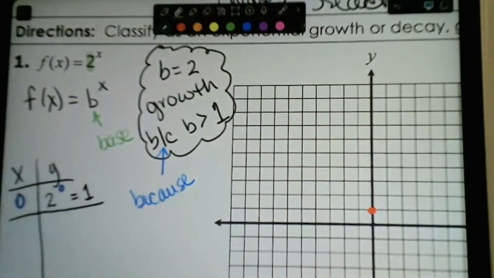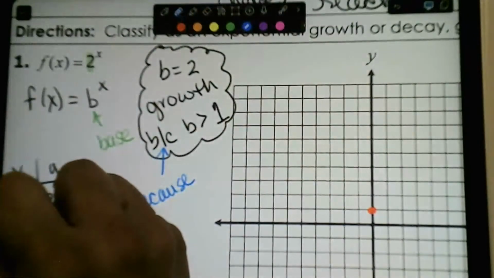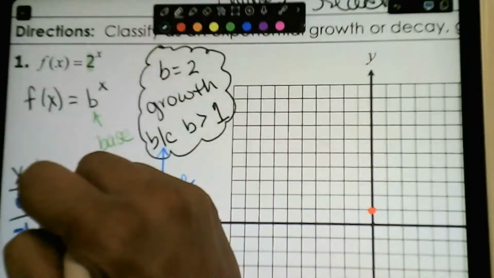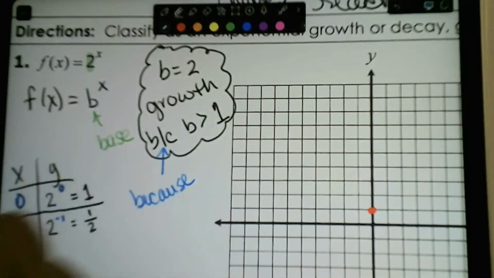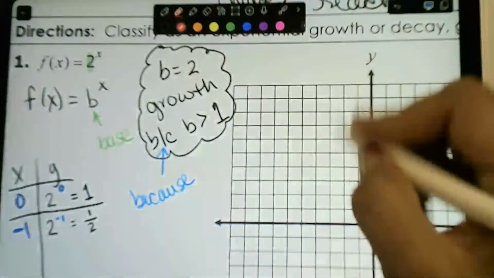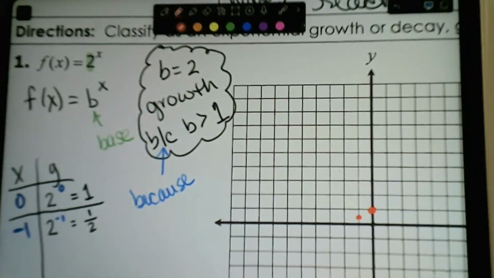All right, we need another x value. We can either go to the right and start picking some positive numbers, or we can go to the left and start picking some negative numbers. Which negatives? All right, -1. So that means 2 to the negative first power. Using our rules of exponents, whenever you have a negative exponent, it turns the base into a fraction and flips it. So when x is -1, y is 1/2. So it's right here.